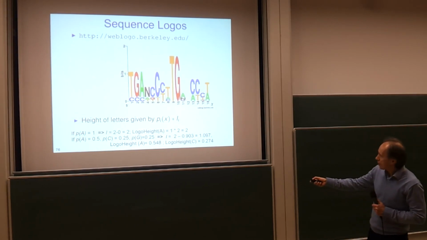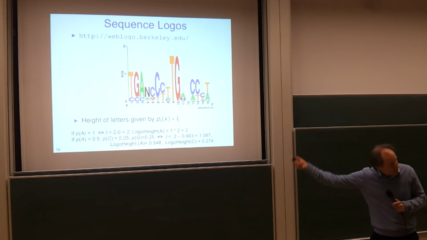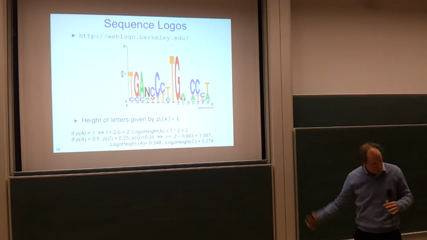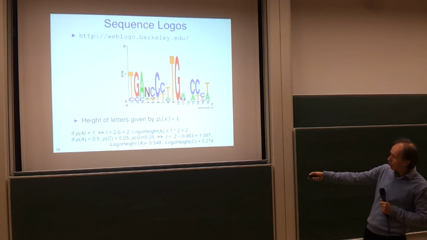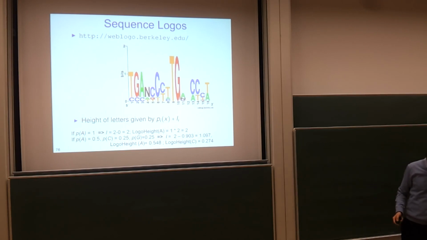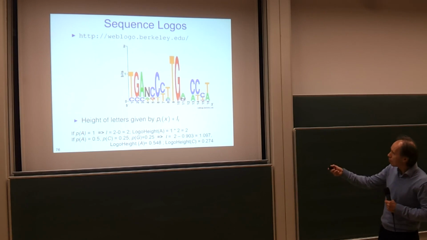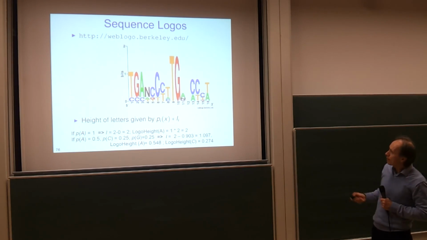So here you see that these frequencies times the information content give the height of the letter. The idea, of course, is the more conserved, the bigger the letter becomes. So it's intuitive. This is in the back. If you want to check the formula, you can do it like that. Use the formula and calculate what the height for a letter in a multiple alignment would have to be.